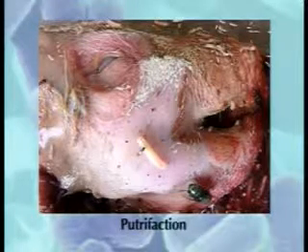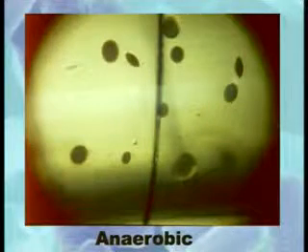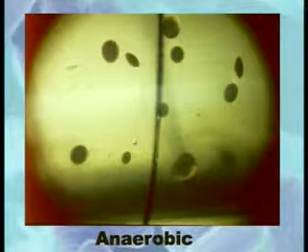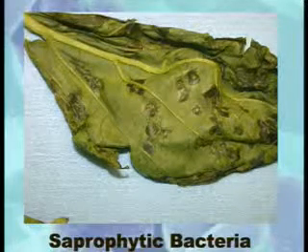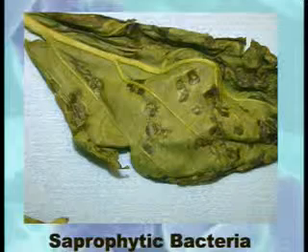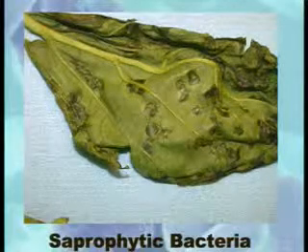Now in putrefaction, reduction of proteins to peptone, polypeptides, peptides and amino acids takes place by enzymes secreted by anaerobic bacteria. This process does not require oxygen, but many saprophytic bacteria which break down amino acids into methane, carbon dioxide, ammonia, hydrogen and nitrogen do require oxygen.